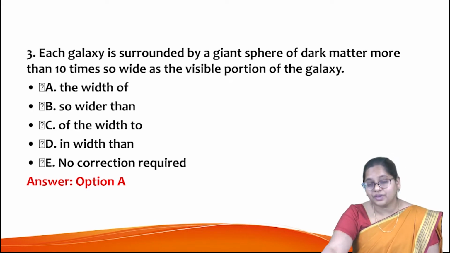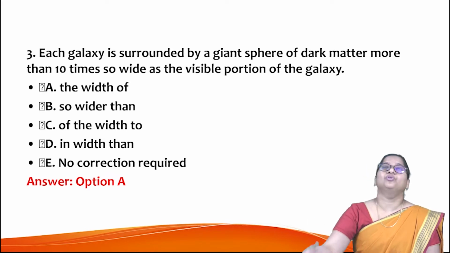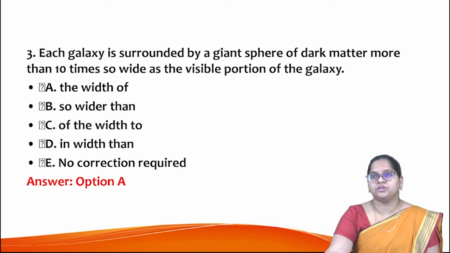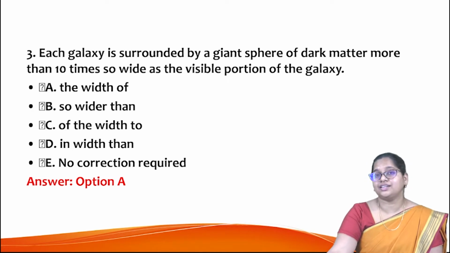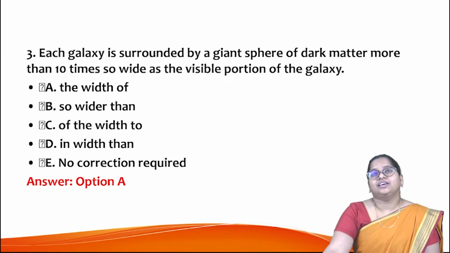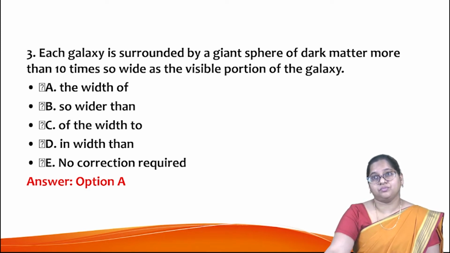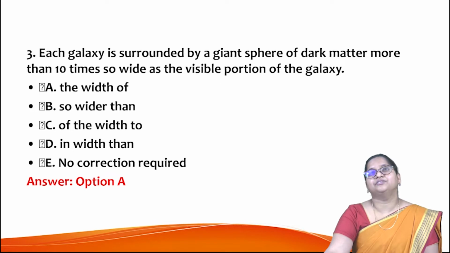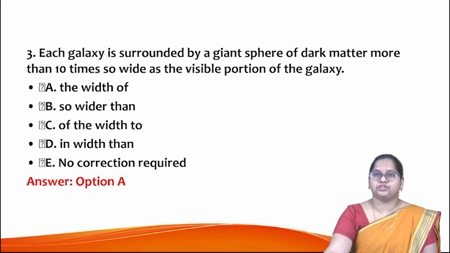So how do you speak about width? See, each galaxy is surrounded by a giant sphere of dark matter more than 10 times so wide as the visible portion of the galaxy. So each galaxy, let us see all the options given here. Each galaxy is surrounded by a giant sphere of dark matter. The width, for example, say more than 10 times the width of the visible portion of the galaxy.